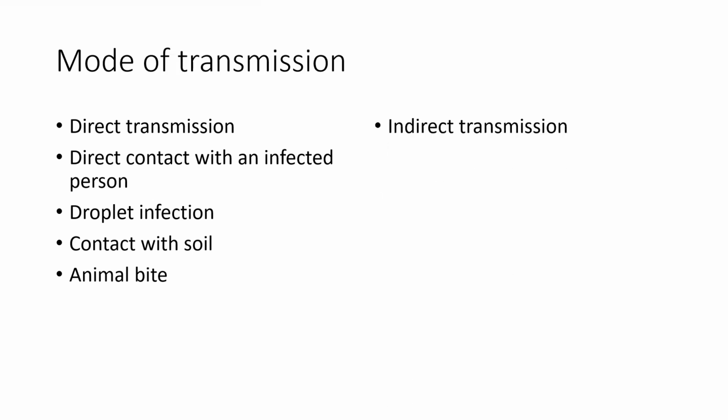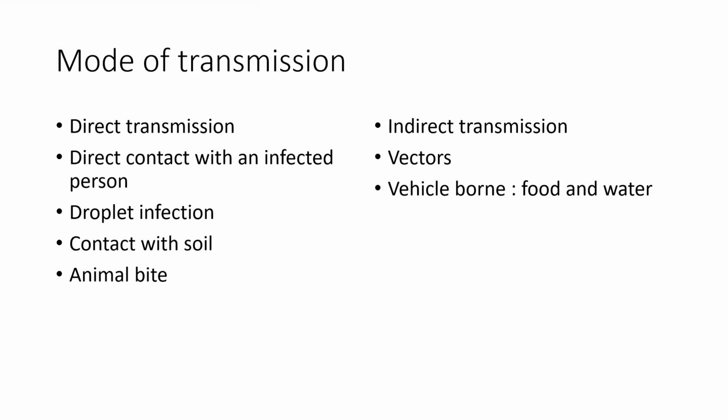Indirect transmission will be vectors. What are vectors? Mosquitoes. Disease carrying organisms are called vectors. For example, if I am suffering from malaria, there will be a special mosquito which will take that malarial plasmodium to other organisms.